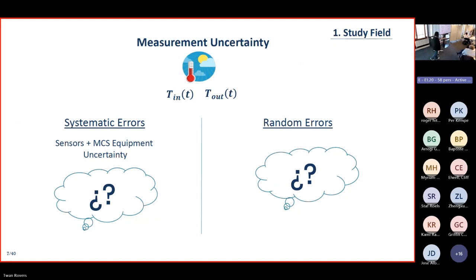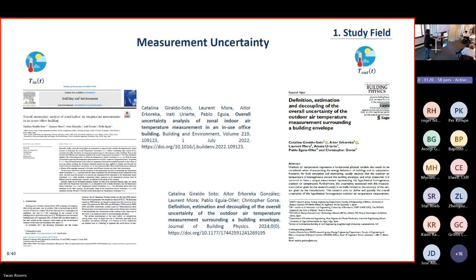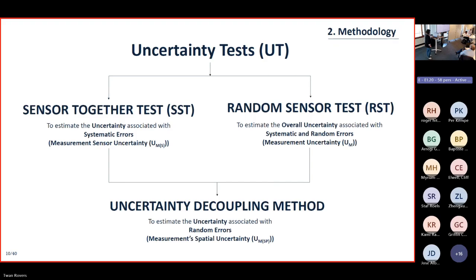We have estimated the systematic error, not only of the sensor, but including the sensor plus the monitoring and control system equipment. You can find here the two papers that we have published in Building and Environment and Building Physics, with the methodology. We have implemented two uncertainty tests, the sensor together test and the random test.